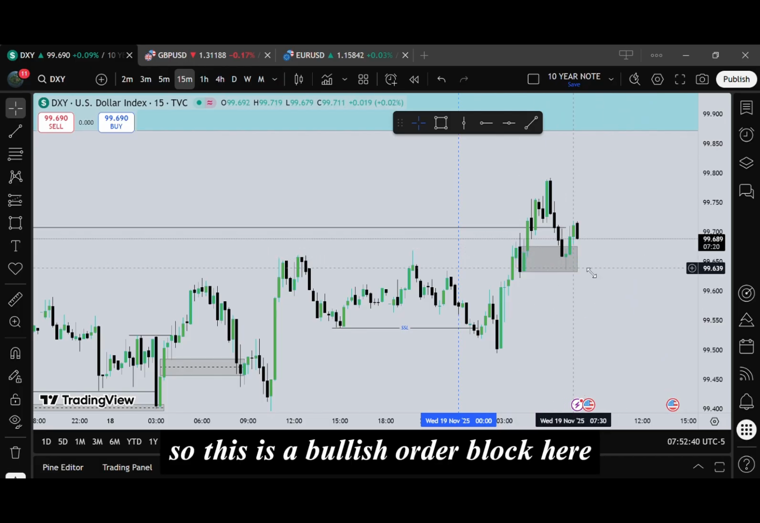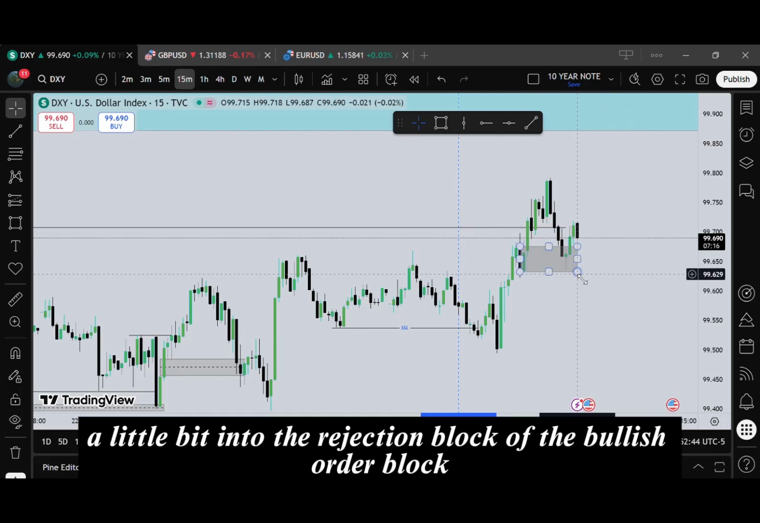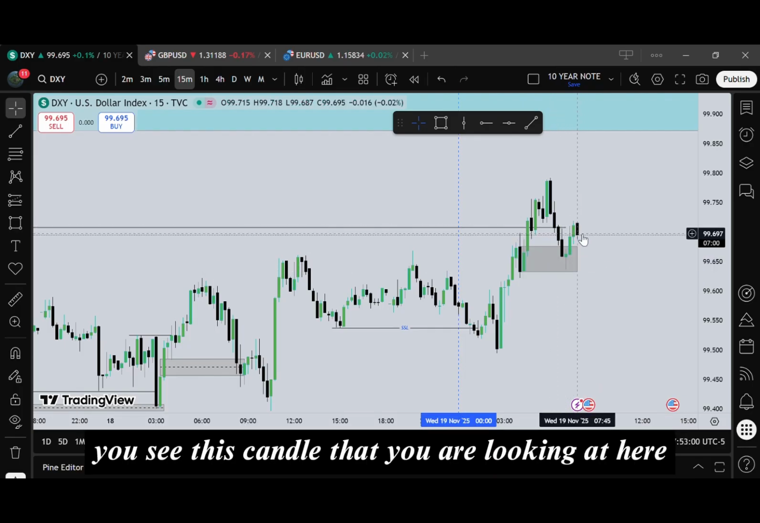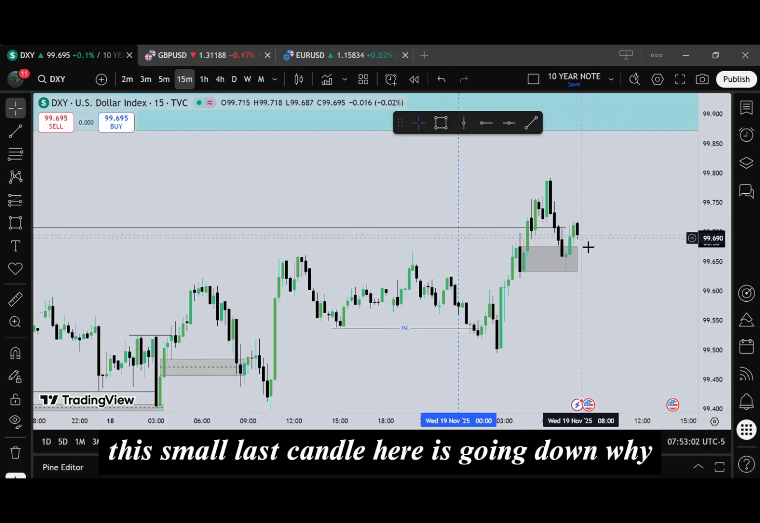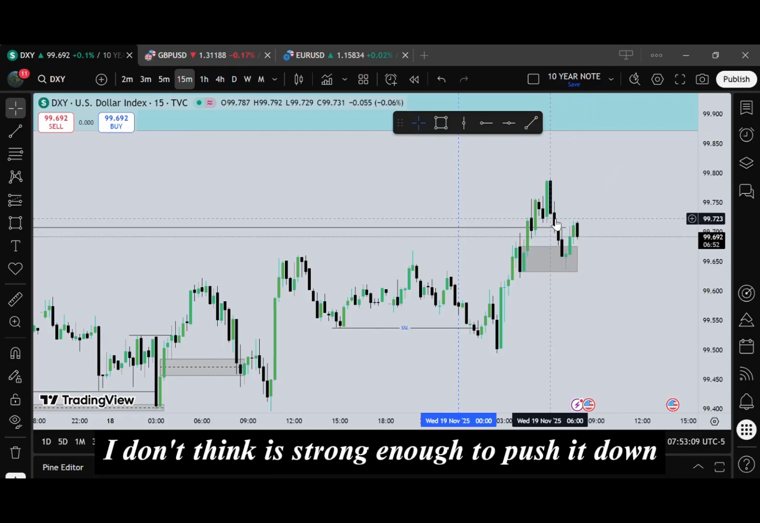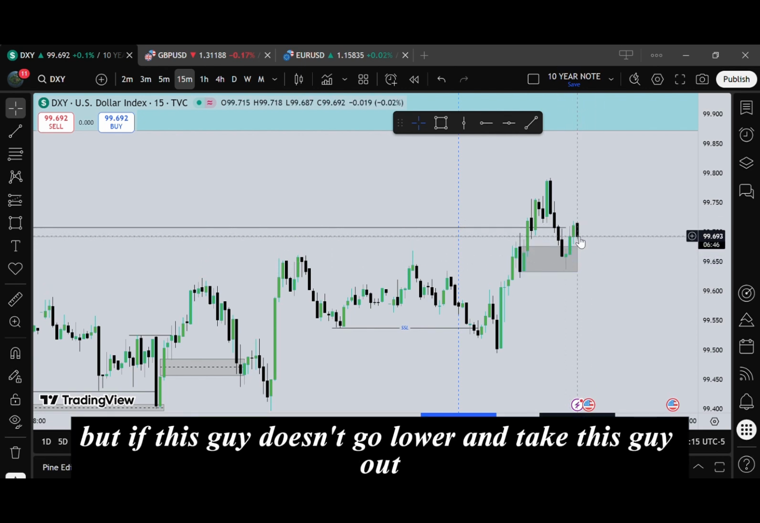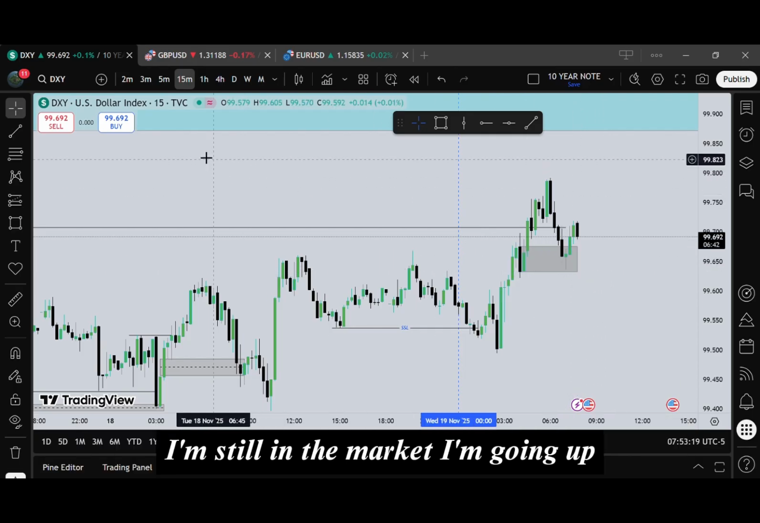So this is a bullish order block here. The market is trading to the main threshold, a little bit to the rejection block of the bullish order block. You see this small last candle here is going down. Why? Because of the small fair value gap between here and here. But I don't think this one is strong enough to push it down. If it should push it down, I'm looking for a sell. But if it doesn't go lower and take this out, I'm still in the market, I'm going up.